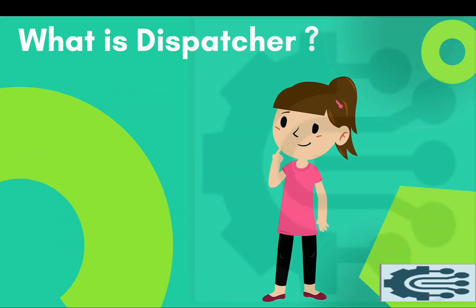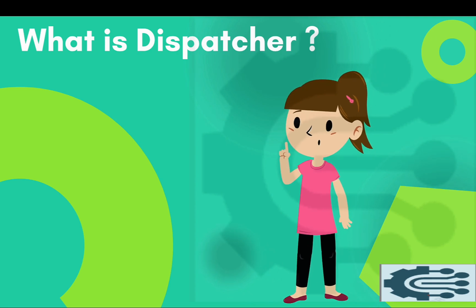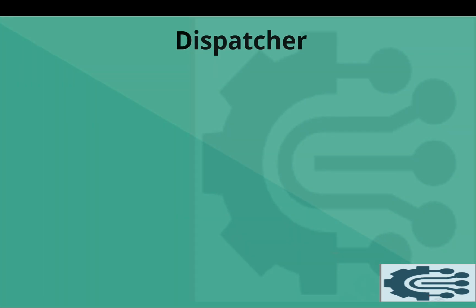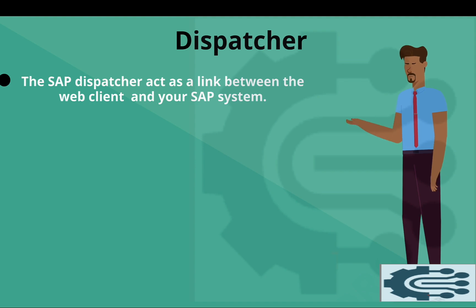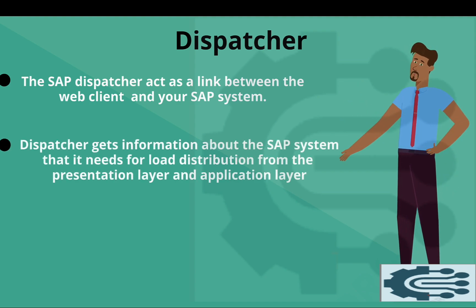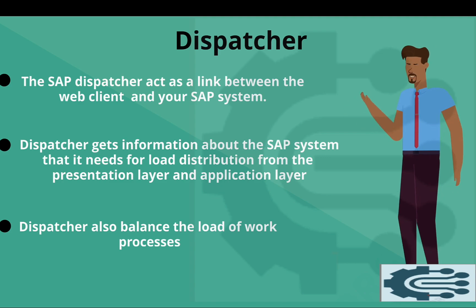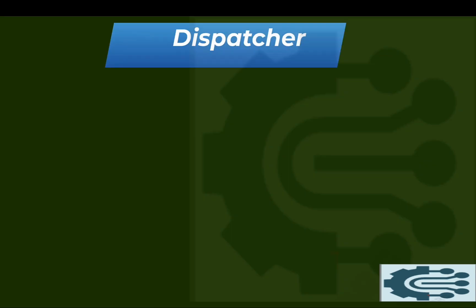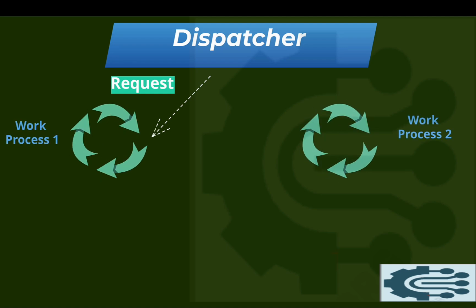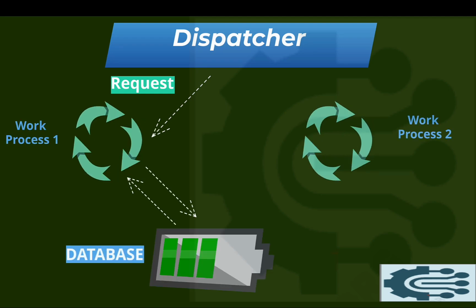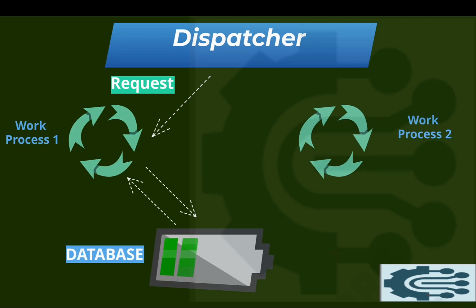What is Dispatcher? The dispatcher in the SAP system is a component of the application layer that is responsible for distributing incoming requests to the appropriate servers. Dispatcher determines which server should handle the request based on a number of factors, such as the availability of the server and the load on the system.